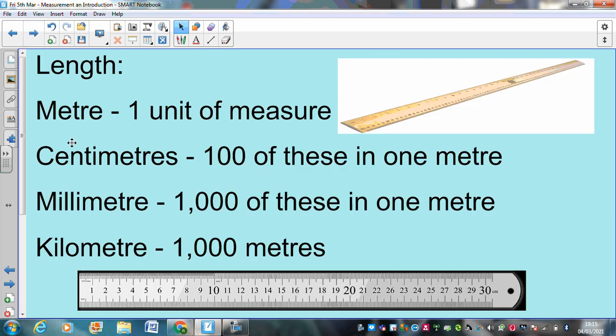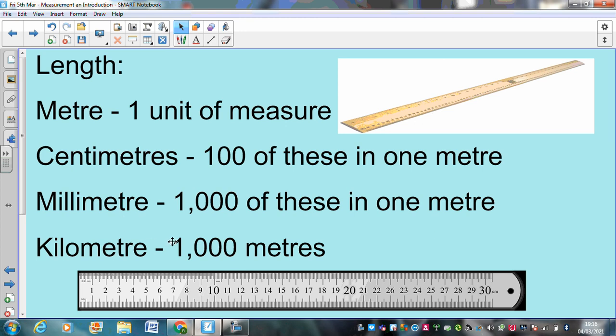So in length, 1 metre is 1 unit of measure. That's a metre ruler. Okay, centimetres, do you remember the prefix centi? Centi, there's 100 of these centimetres in 1 metre. Centimetre. Millimetre, there's 1,000 of these in 1 metre.